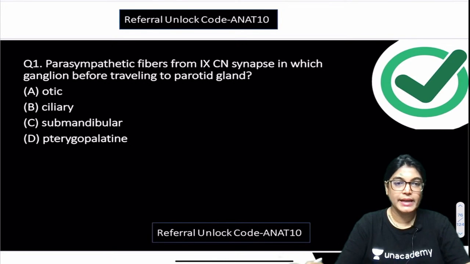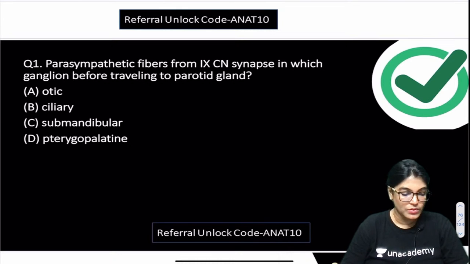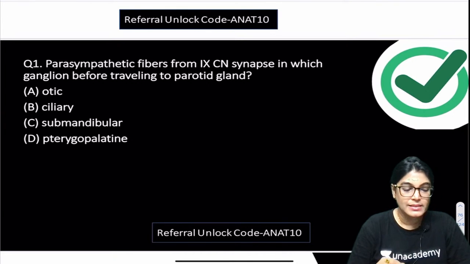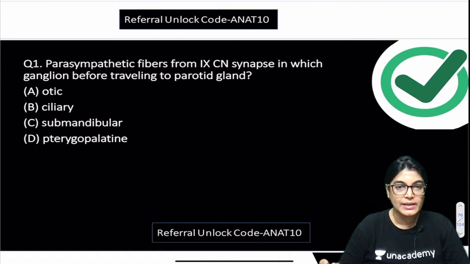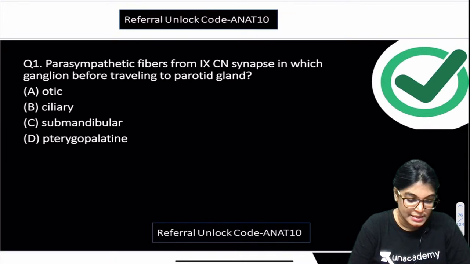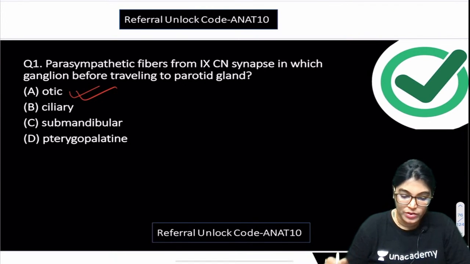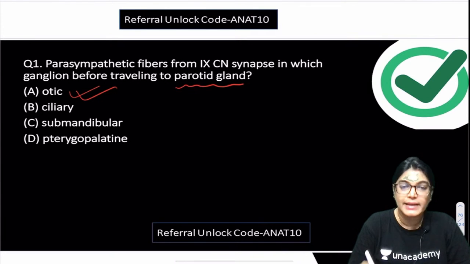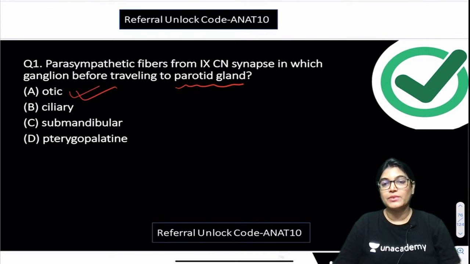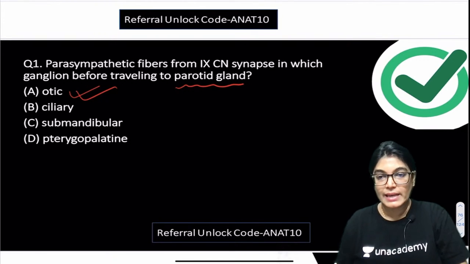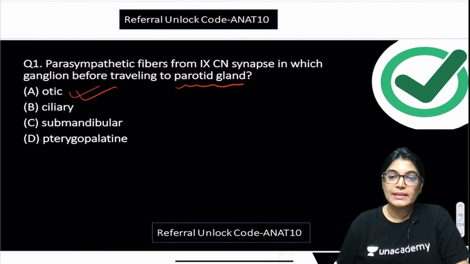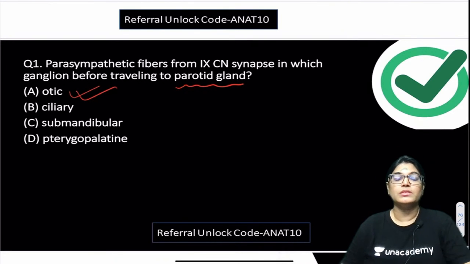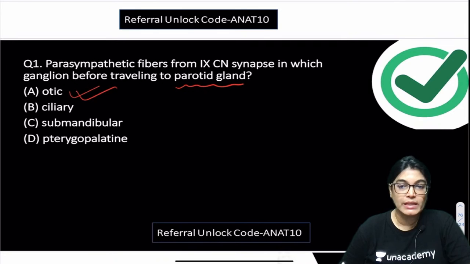Any answers which you feel, otherwise I will only explain it. One of the students has given me the answer D. Actually the correct answer is A, otic ganglion. Here is how we can approach it: the parasympathetic fibers innervating the parotid gland have been asked. For parotid gland innervation, the fibers pass via the otic ganglion.